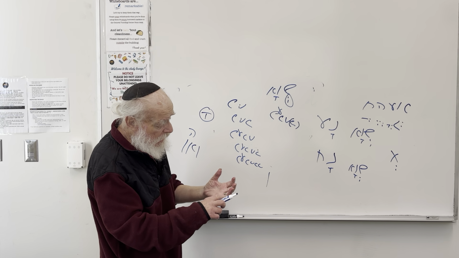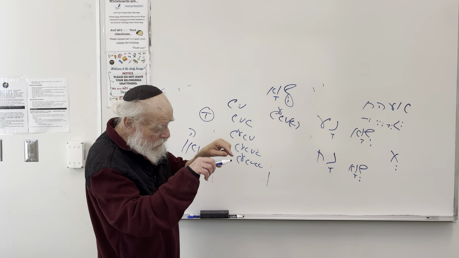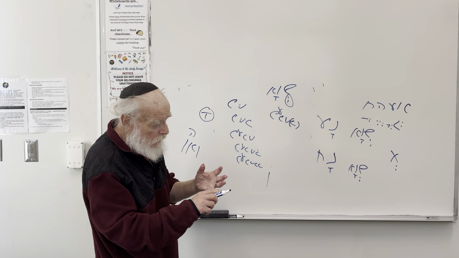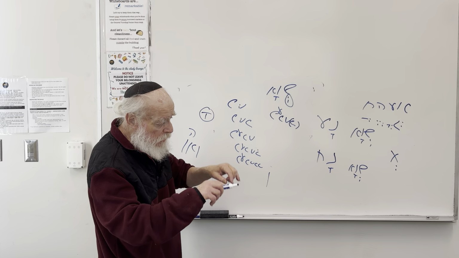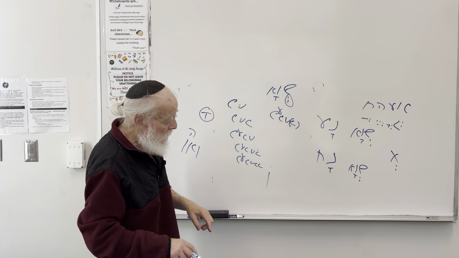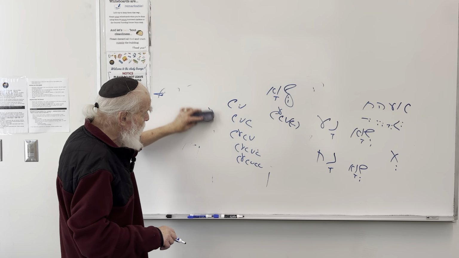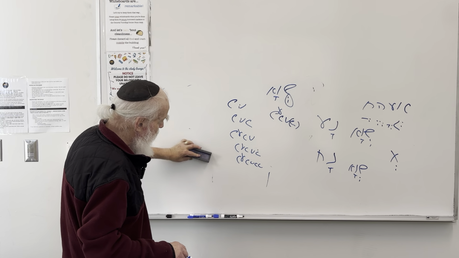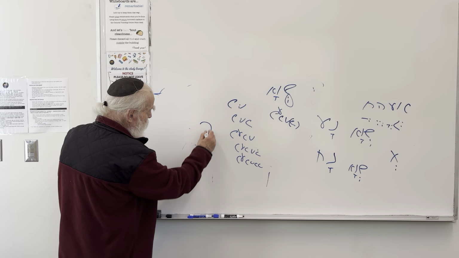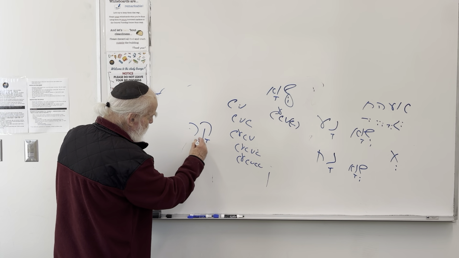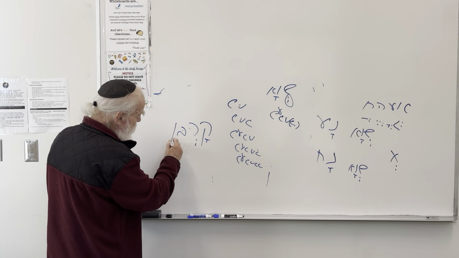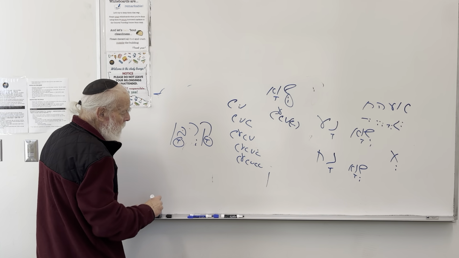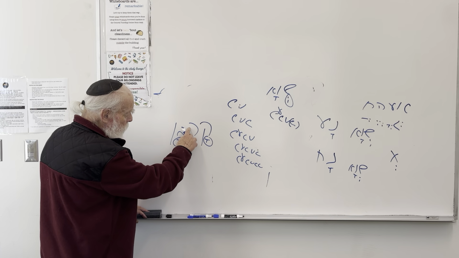A kamatz in a closed syllable, accented, is medial. Let's repeat that again. A kamatz in a closed syllable, unaccented, is a short one. A kamatz in a closed syllable, accented, is medial. And a classic example of what I just said is the word korban. Let's write that word on the board right now. Notice how I'm writing it. Notice that there is one kamatz, there's another kamatz. Notice there's a shva in the middle of the word.